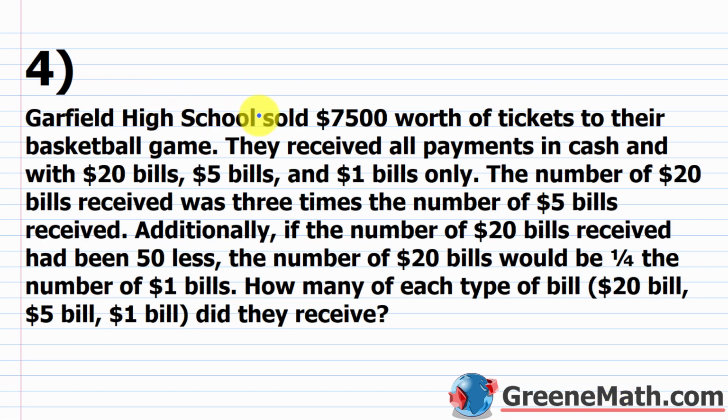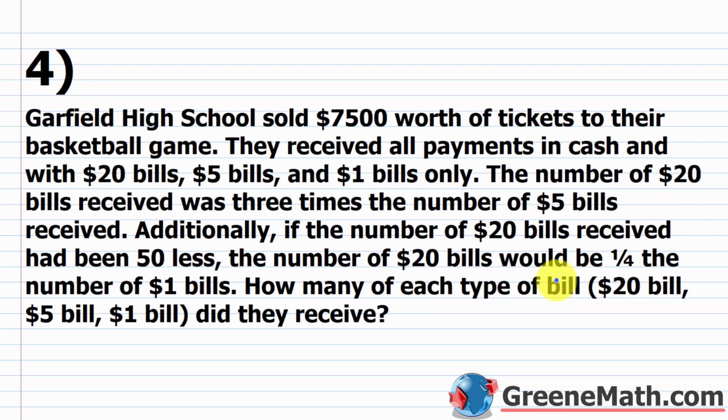So we have that Garfield High School sold $7,500 worth of tickets to their basketball game. They received all payments in cash and with $20 bills, $5 bills, and $1 bills only. The number of $20 bills received was 3 times the number of $5 bills received. Additionally, if the number of $20 bills received had been 50 less, the number of $20 bills would be 1/4 the number of $1 bills.